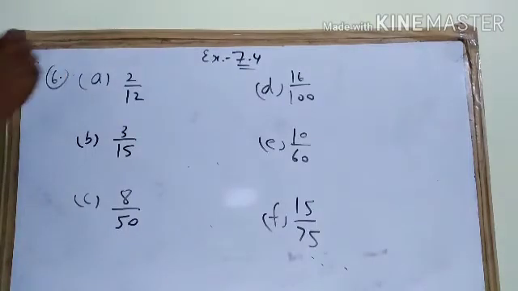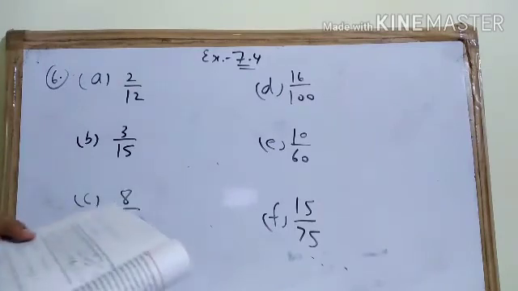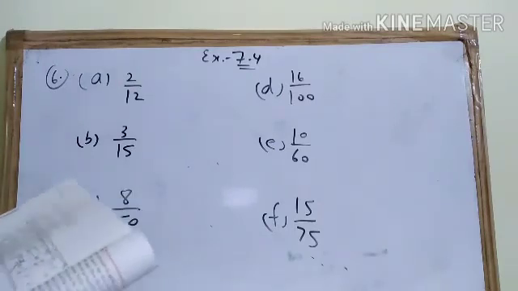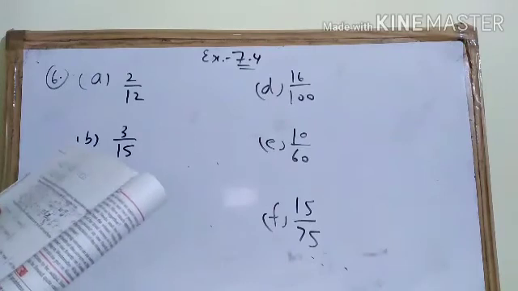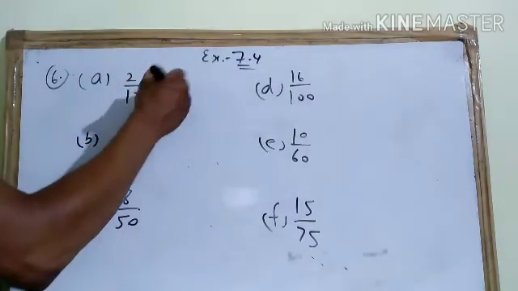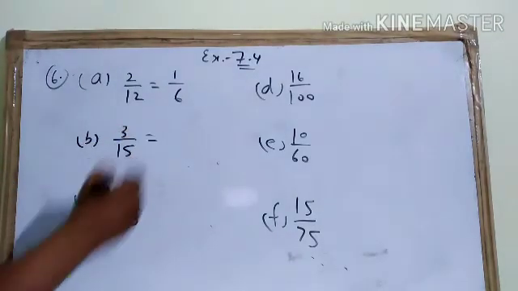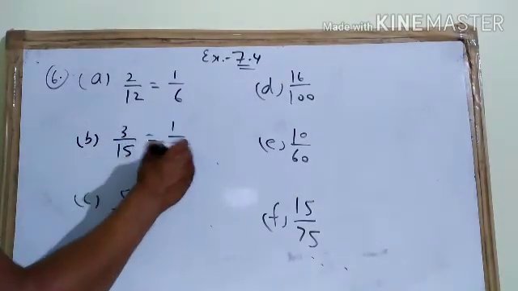In question number 6, we have lots of fractions. Actually, we have fractions till L, but we cannot take all the parts, so I am taking some parts: A, B, C, D and F. First you can see 2 by 12. These both can be cut by the table of 2. We can get 1 by 6. Second is 3 by 15. We can cut it by the table of 3. We get 1 by 5.